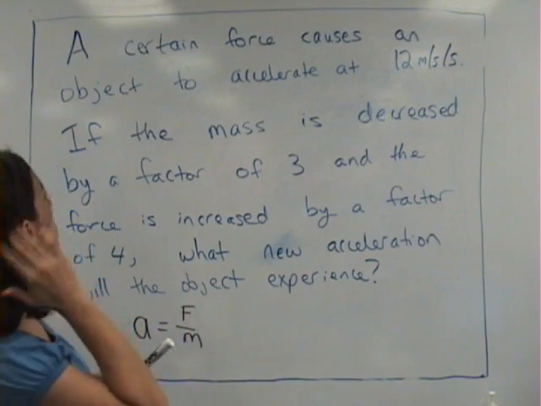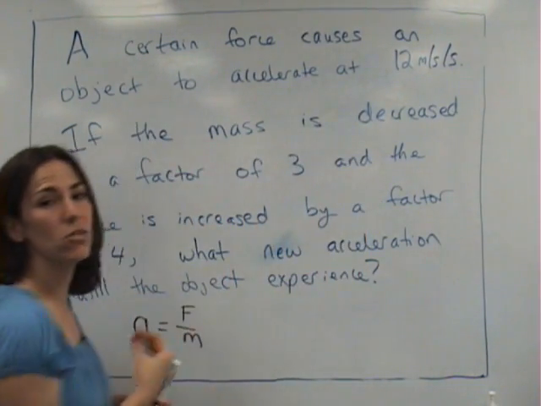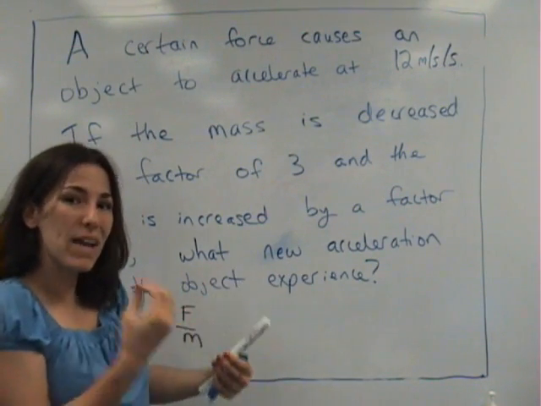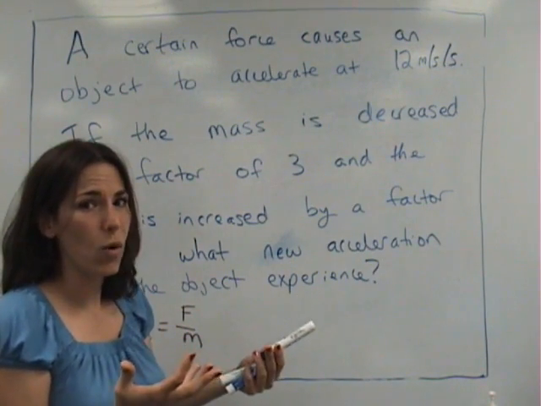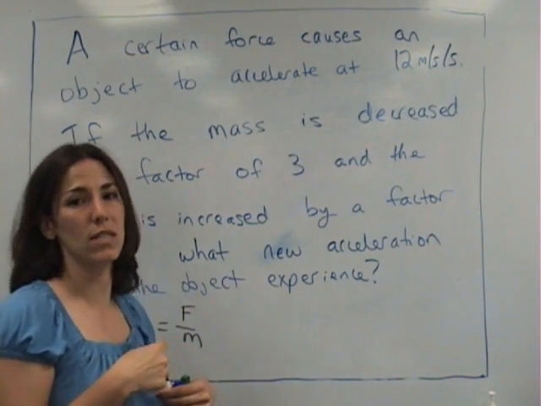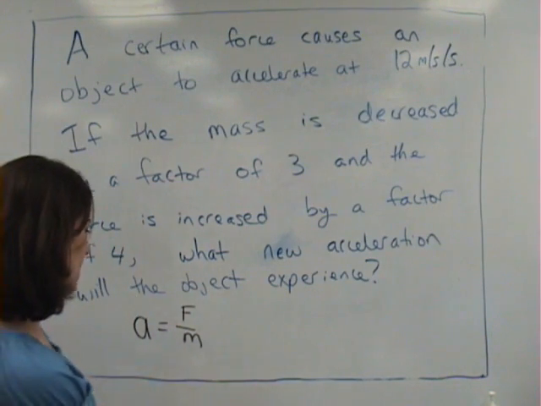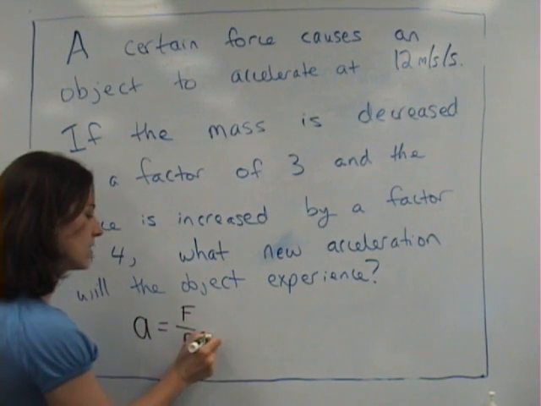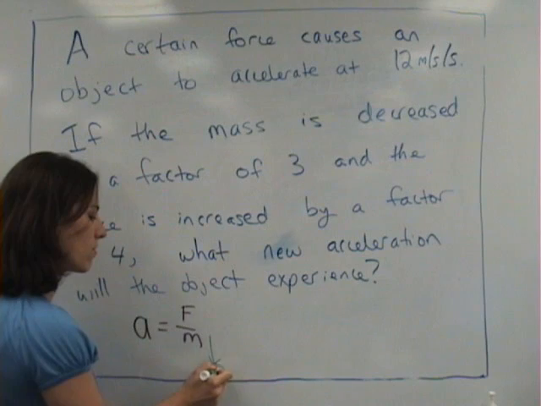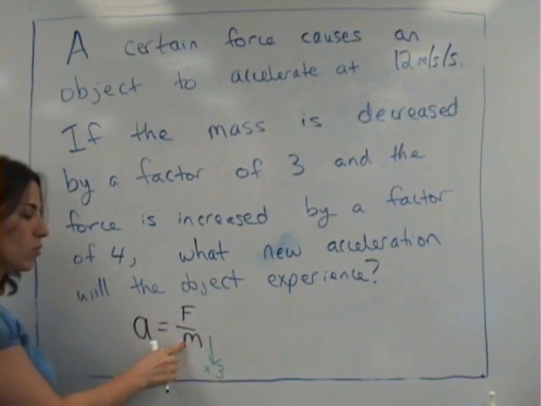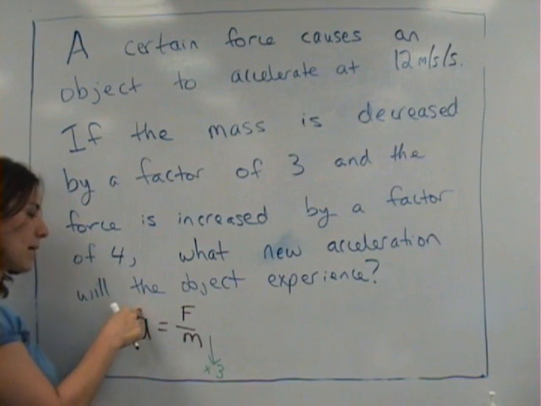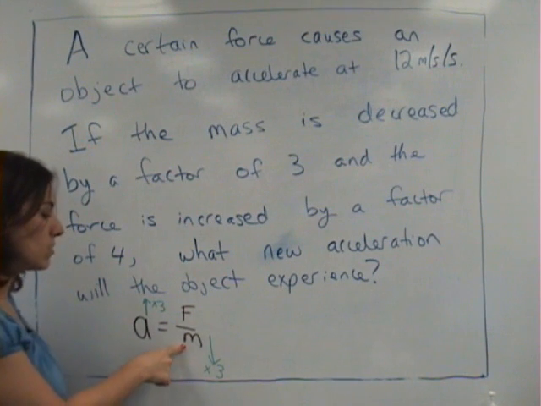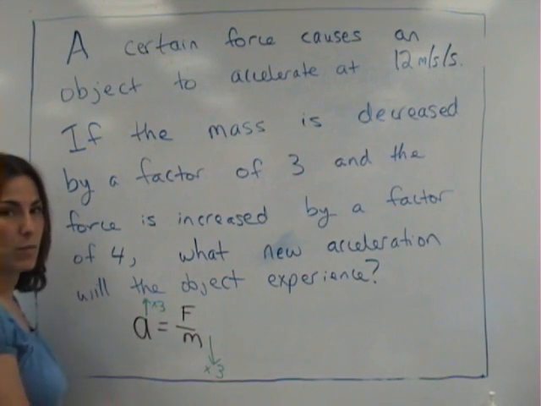So let's start with the first change it mentioned. The first change it mentions is that the mass is decreased by a factor of 3. We're getting 3 times less mass. So logically you might be thinking, okay, if it's less mass that's being pushed on, it's probably accelerating more. And you're right about that. We're just going to look at how much more it's accelerating. There's 3 times less mass. That means my denominator is 3 times smaller. So when I have a 3 times smaller denominator, that's going to make my answer go up 3 times. So the effect of the first change, of changing the mass, is to make the acceleration 3 times bigger.